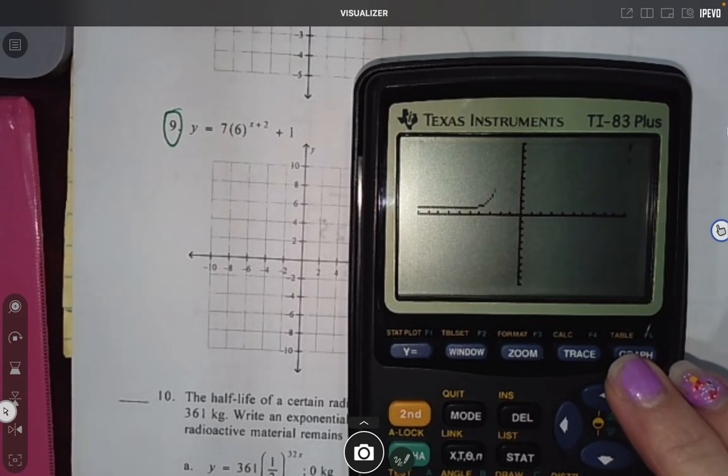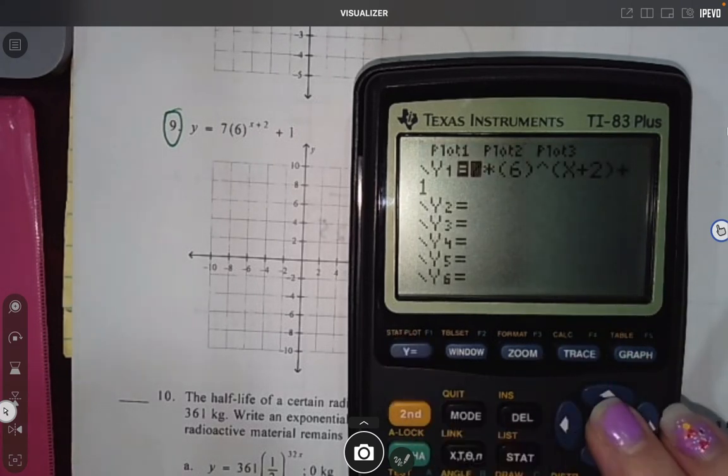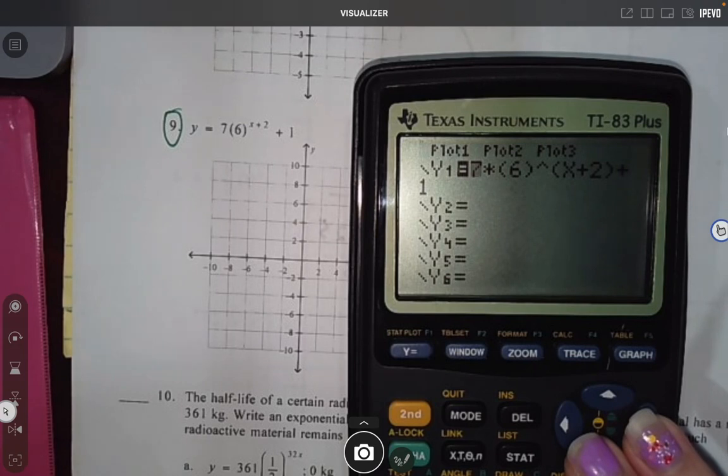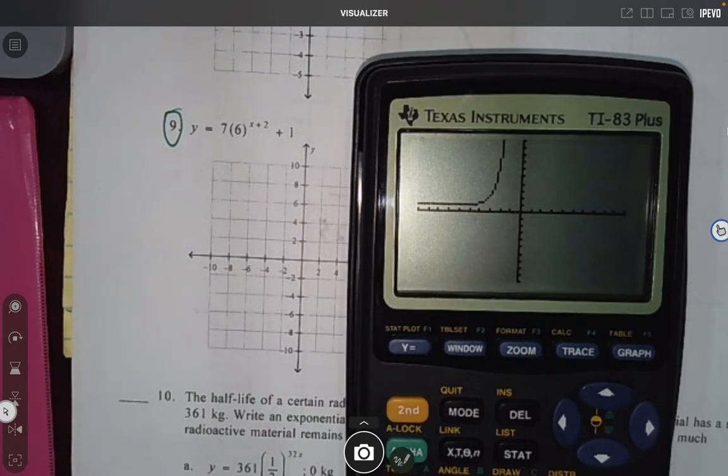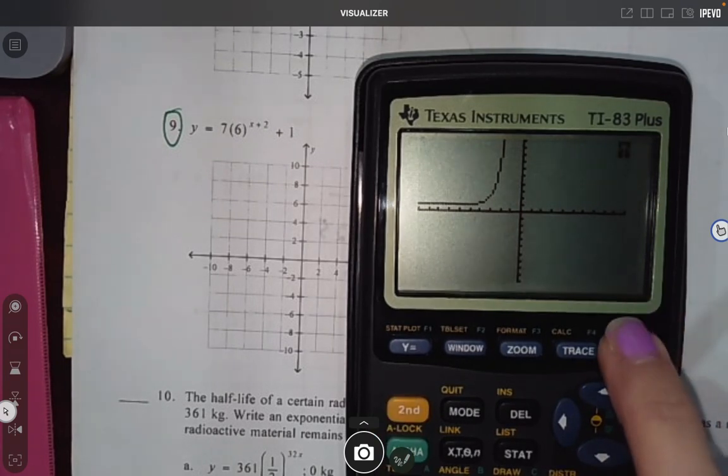All right. So, and for some reason, it's going that way. Let me make sure. 7 times 6, that's what mine looks like. Okay. Yeah, it's just backwards from what I expected. All right. So let's look at our table.